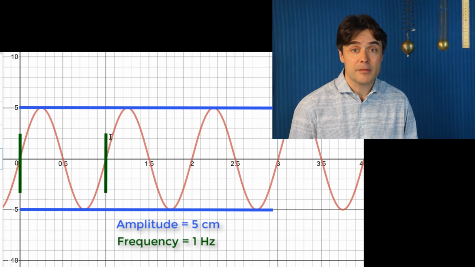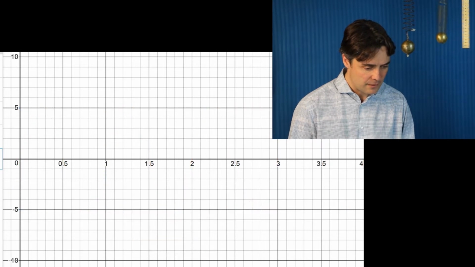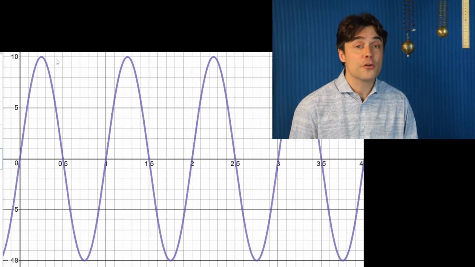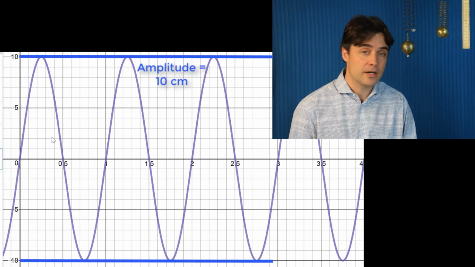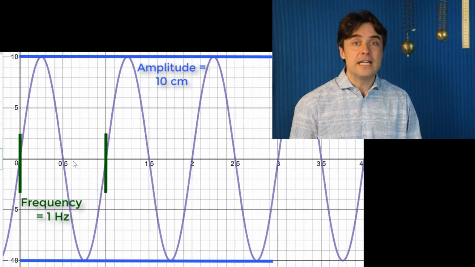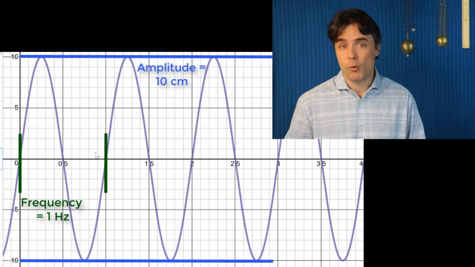So what happens if we make the amplitude 10 centimeters? Well, these maximums are going to extend at plus 10 and minus 10 centimeters. And so our graph looks like this. You can see that the motion now gets further away from the center point compared to the last graph. But notice that the frequency of the oscillations is still the same. Each cycle still only occurs 1 time per second, giving it a frequency of 1 hertz.